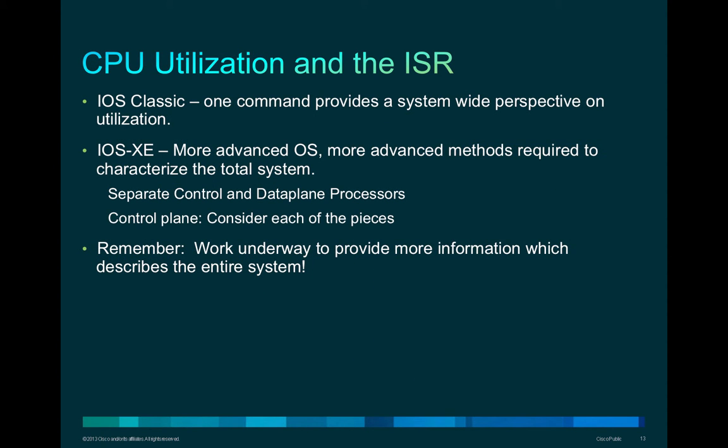In summary, traditional ISR systems running IOS Classic OS require the use of only one command to view the composite processing load of the system for both control and packet processing. The advanced functionality of the ISR 4451X requires a different architecture and thus must be treated differently. They are separate control and data plane processors, each with their own commands to gather and display their respective data for each. Each piece of the system should be considered independently. As previously noted, further information to help make this process easier is currently being worked on by development.